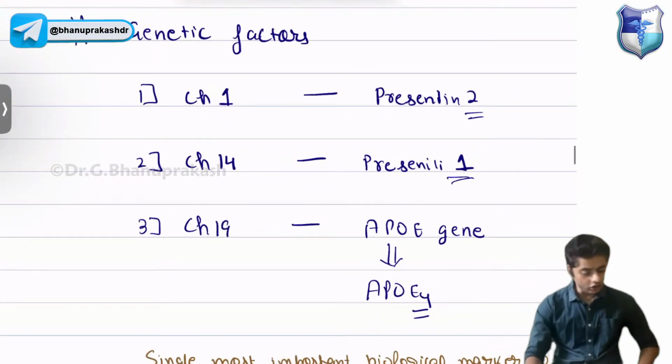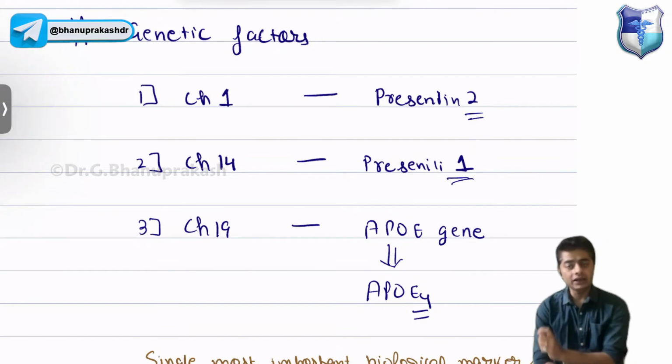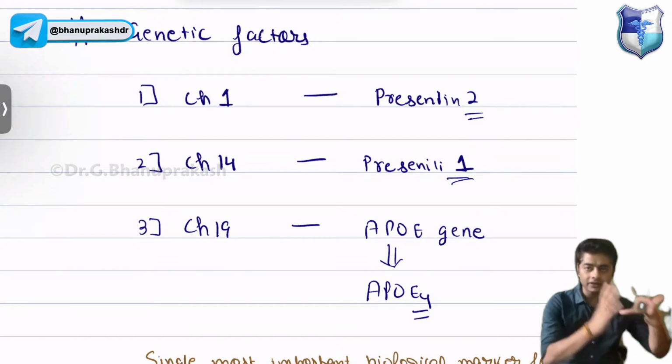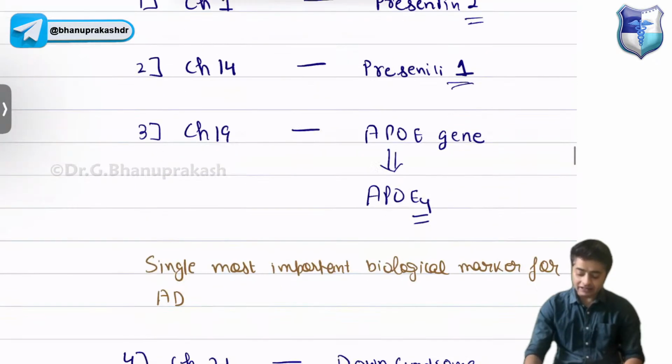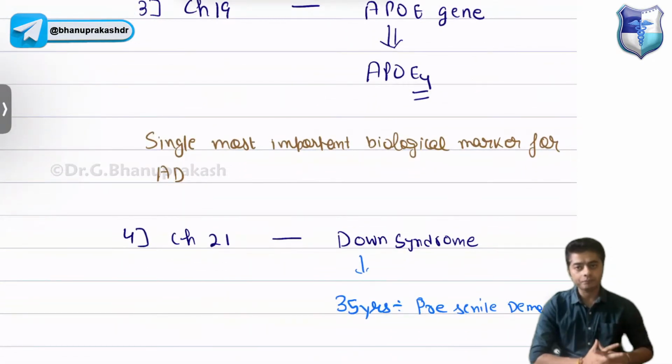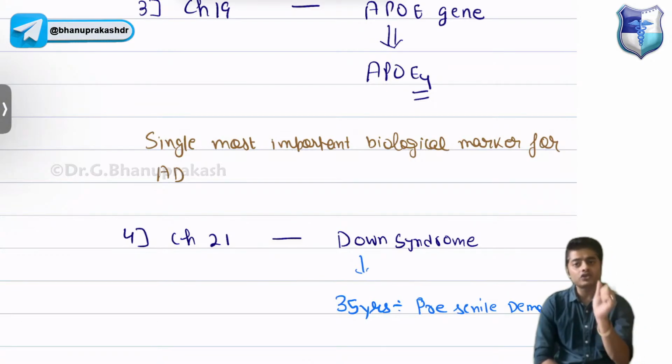So we will revise all the genes, starting with chromosome 1, that is presenilin 2. Then chromosome 14, it is presenilin 1. Then comes chromosome 19, it correlates with the ApoE gene, the ApoE4 defect. It is the single most important biological marker for Alzheimer's disease. Last is chromosome 21, which correlates with Down syndrome.